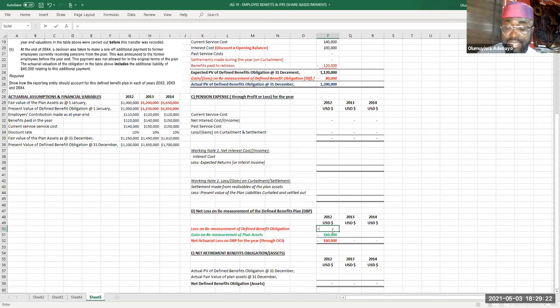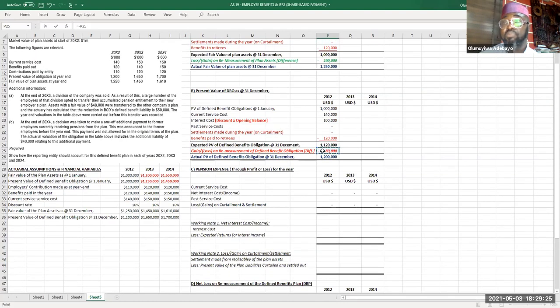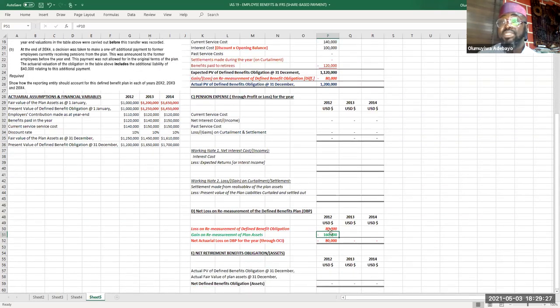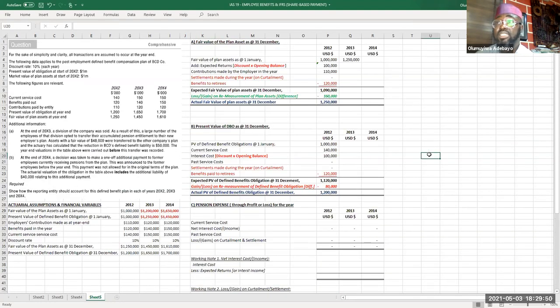will be subsumed by the gain we had. Which means net-net, what we have in that first year is a net actuarial gain of 80,000, because we have more gain than loss. That is that. This is the evaluation for the first year, which will carry forward to the second year.